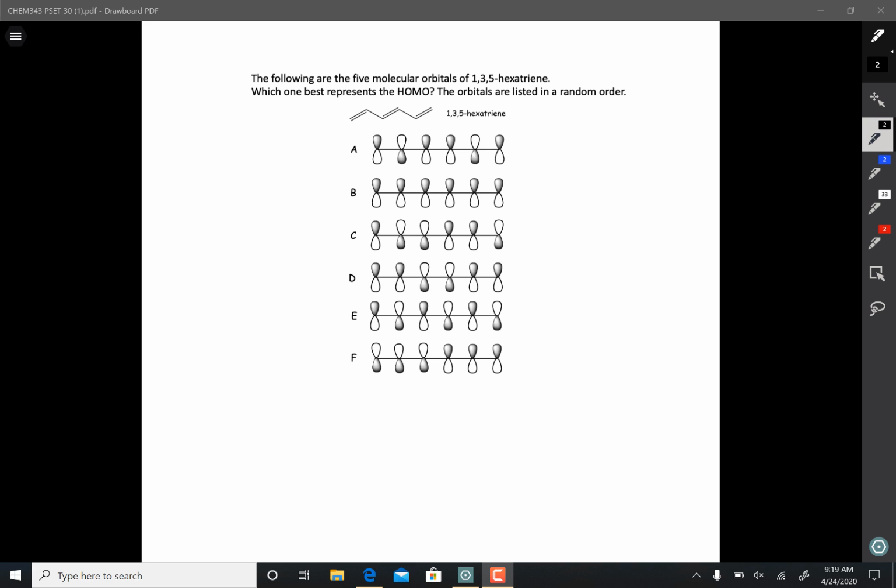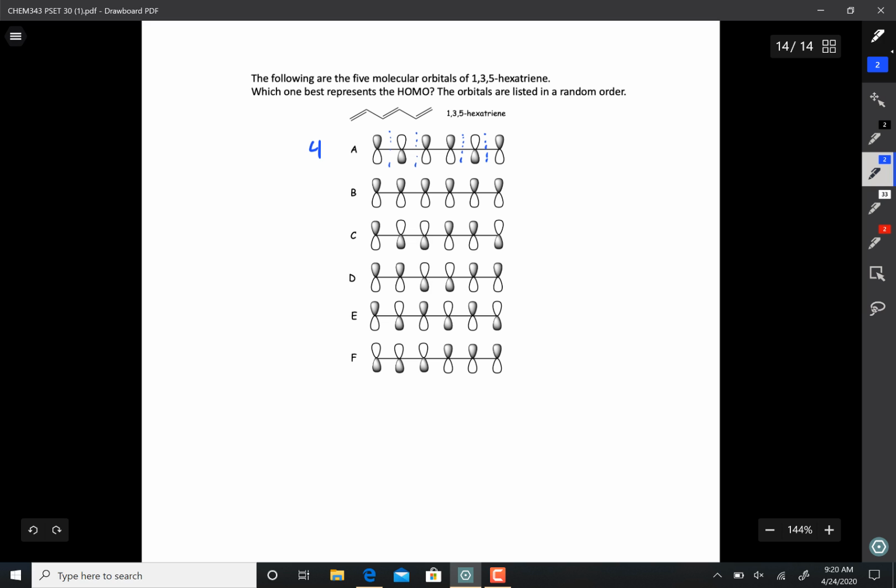Well, first thing I would probably do is figure out what the order is from the lowest energy to the highest energy. And the way you do that is you look for nodes. In A, we have one node there, one node there, one node there, and one node there. That's where you have opposite phases next to each other. And so this is 4 nodes. B, they're all in the same phase, so that's 0 nodes.